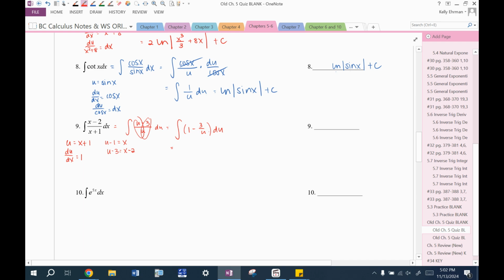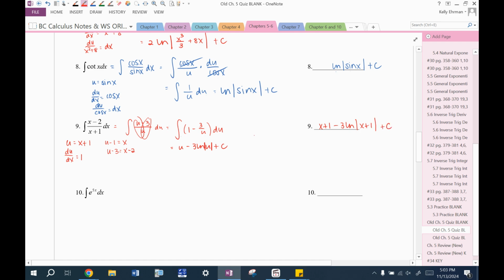And then if I integrate this as it is right now, I am integrating with respect to u, unless I really split this into 2 integrals. So I'm going to keep this. The integral of 1 is u minus 3 ln u plus c, ln absolute value u plus c. And then what is u? It's x plus 1 minus 3 natural log absolute value of x plus 1 plus c.